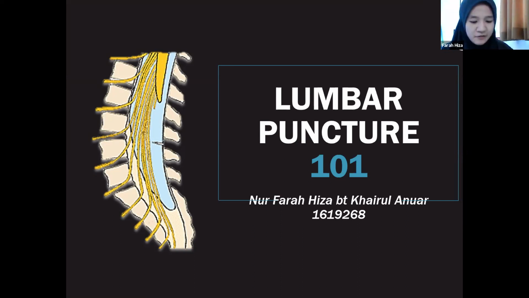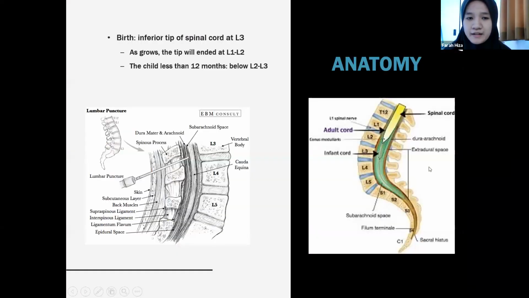Okay, so my name is Novara Iza. I will be presenting regarding the lumbar puncture. But before that, I would like to tell regarding the anatomy for the lumbar puncture. For lumbar puncture, we want to get the cerebrospinal fluid from the subarachnoid space. In a newborn, the inferior tip of the spinal cord ends at L3. But as the child grows, it will end at L1 and L2 in adults. So we aim for the lumbar puncture at the level below L2 and L3 for a child less than 12 months. As we can see in the right picture, for the child it ends at L3, while for the adult, the tip ends at L2.